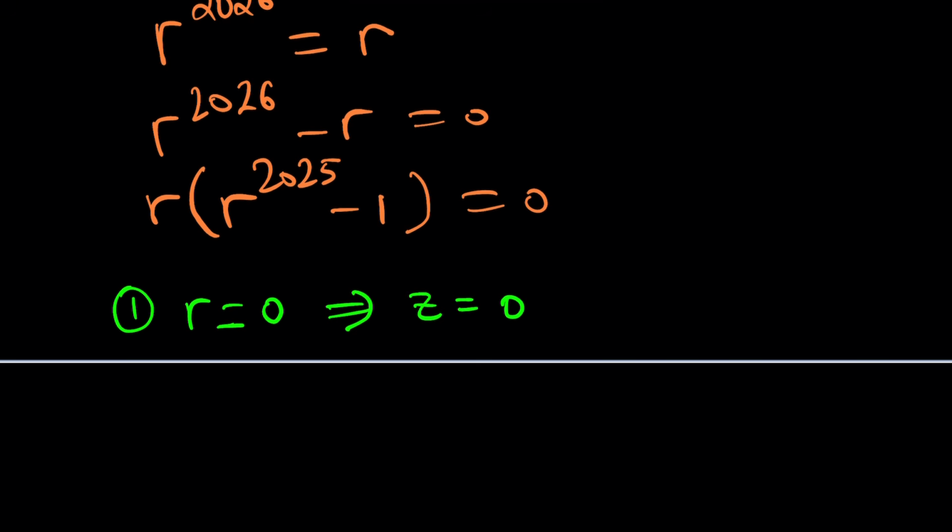Okay, so 0 definitely follows from here. What about if r is not 0? Then r will be 1. That's basically the second case. So this is what we're going to be more interested in. The first one is kind of very trivial.